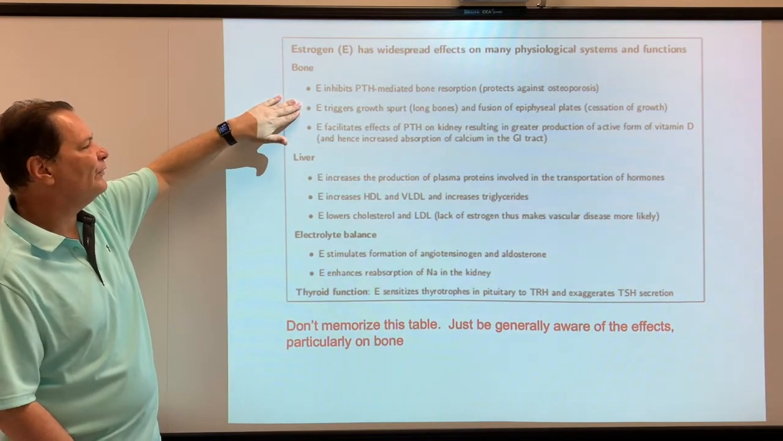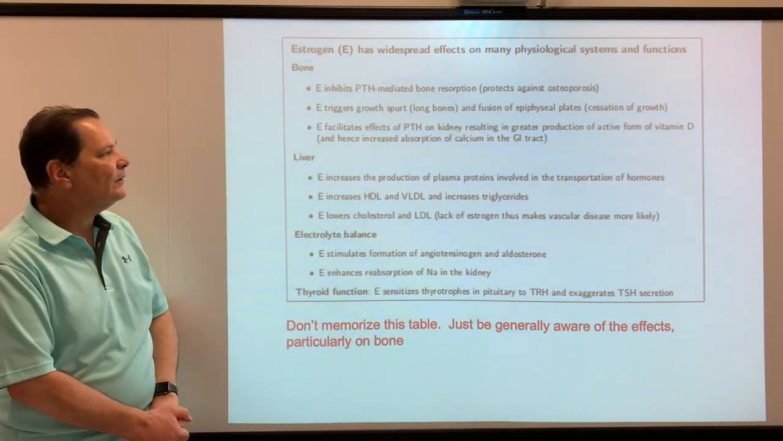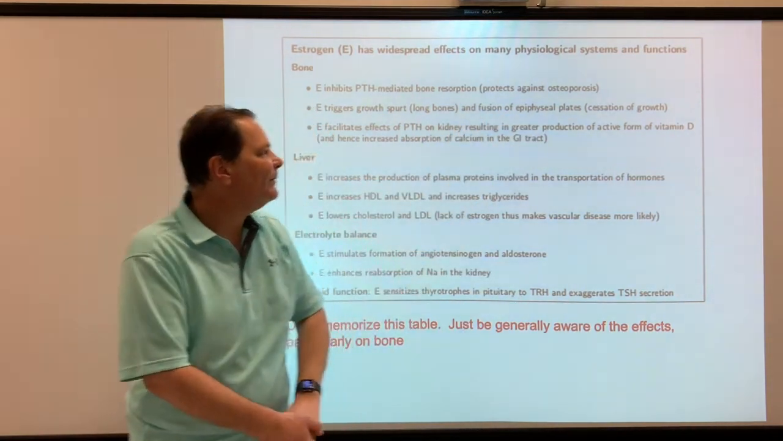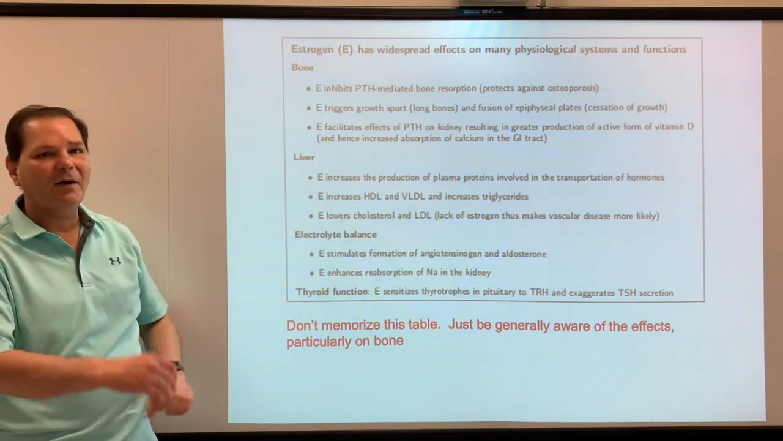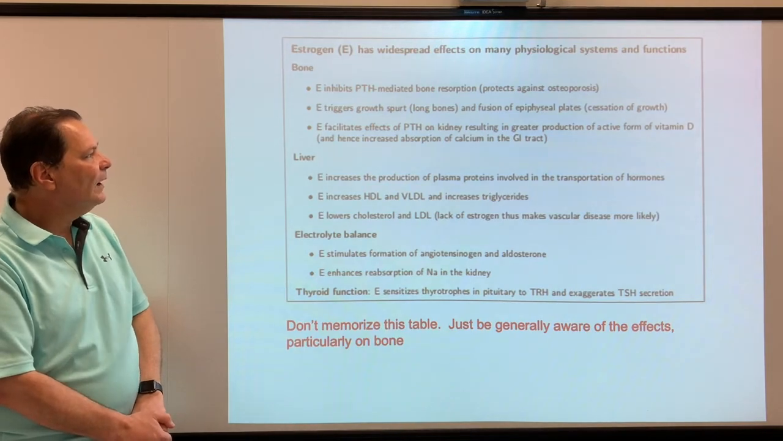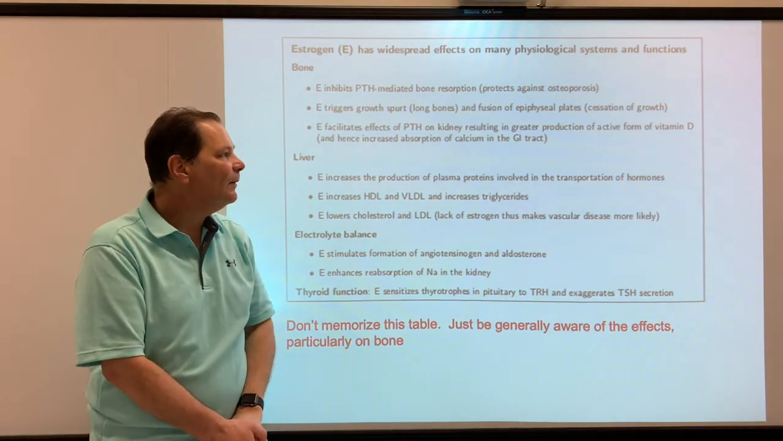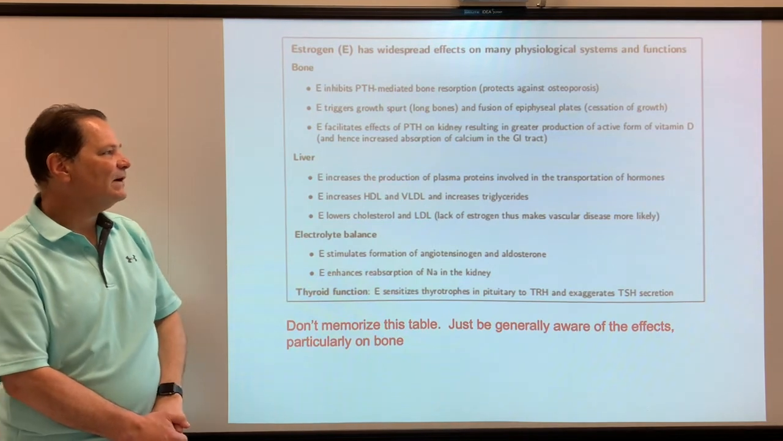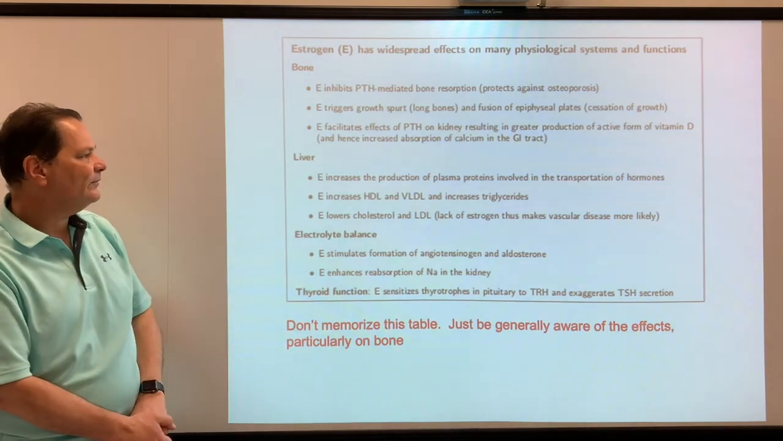Estrogen triggers the growth spurt in the long bones that you see in females during puberty, and then you get fusion of the epiphyseal plates and cessation of growth, and it plays a role in that as well, all that associated with the increase in estrogen. And it has effects on the kidney in terms of producing more active vitamin D, which increases calcium absorption from the GI tract. This, of course, has implications on the postmenopausal female as well.